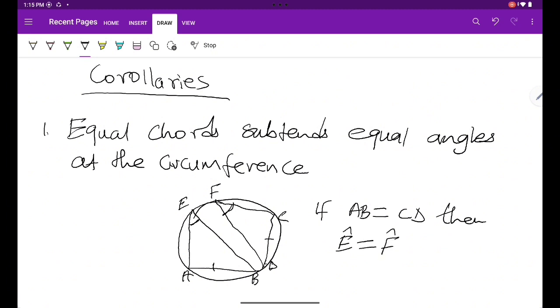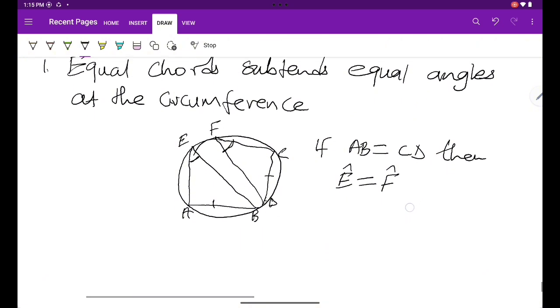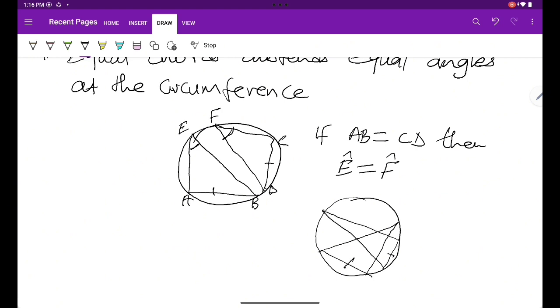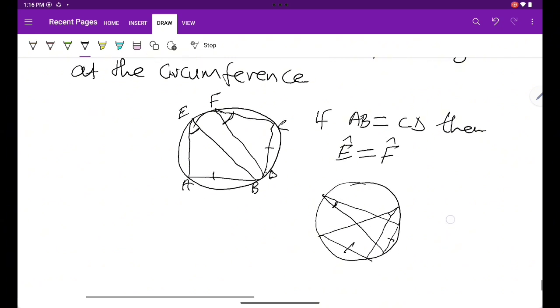So we say the reason is equal chords subtend equal angles at the circumference. This may be in any way; they can even cross paths. One may go this way and the other may go that way. As long as this chord equals that chord, then this angle will equal that angle. So equal chords subtend equal angles at the circumference.